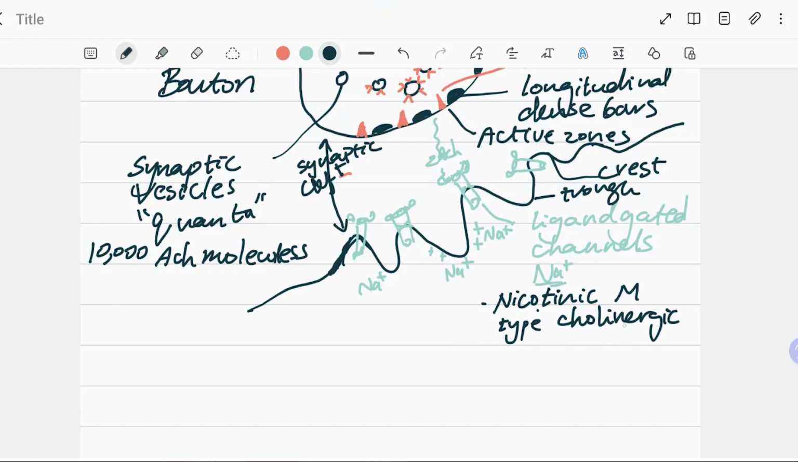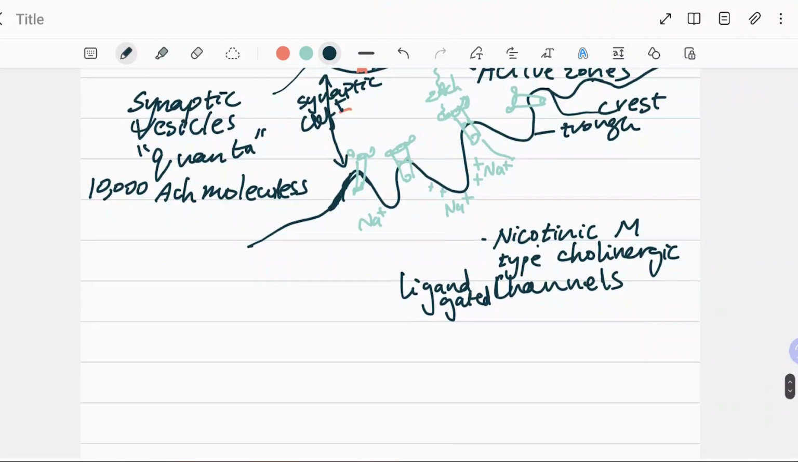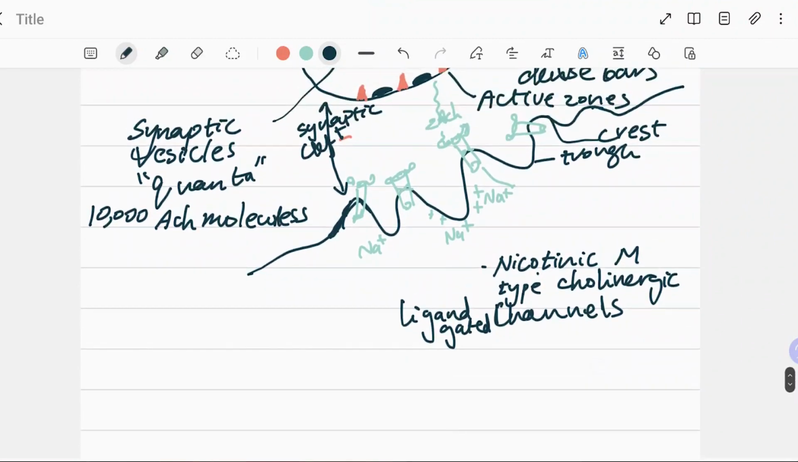Nicotinic M type of cholinergic ligand-gated channels. So we don't need this in green over here right now. Nicotinic M, M is good enough. Nicotinic M type of channels. Okay, M for muscle. That's how you remember this. Cholinergic ligand-gated channels. So they will bind over here.